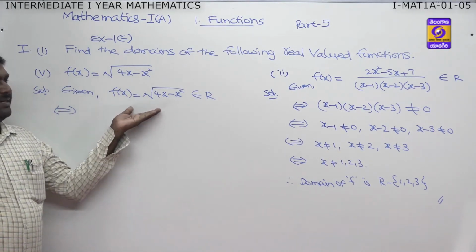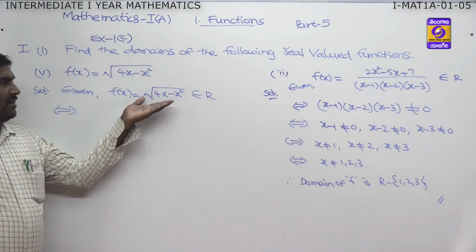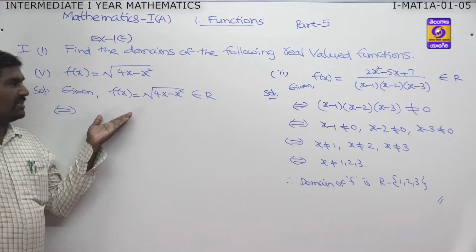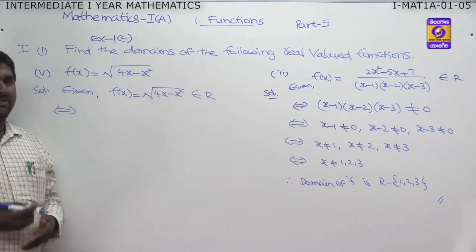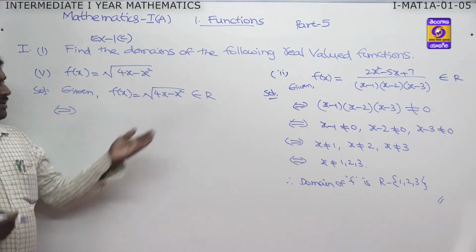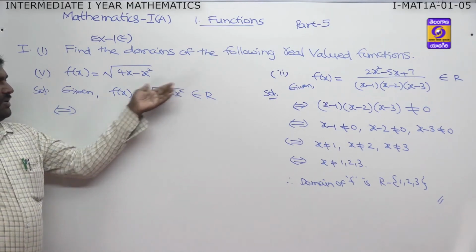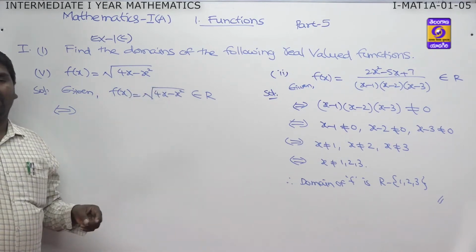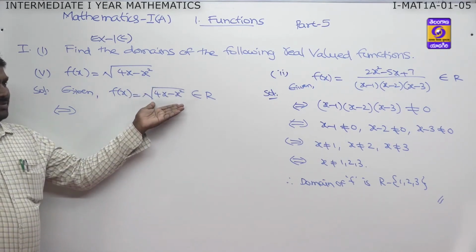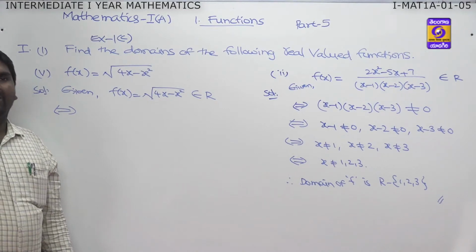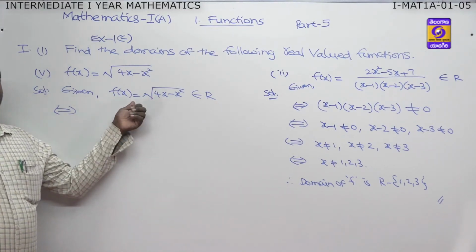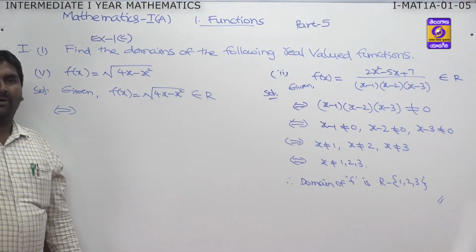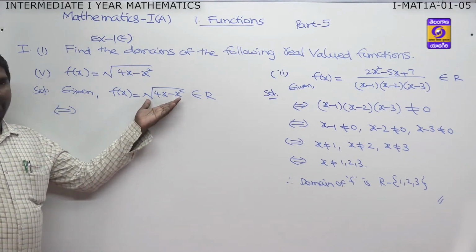Now we have to get the condition for which the formula is meaningful. 4x minus x square is under the square root. We know that for values greater than or equals to 0 we can get the square root.